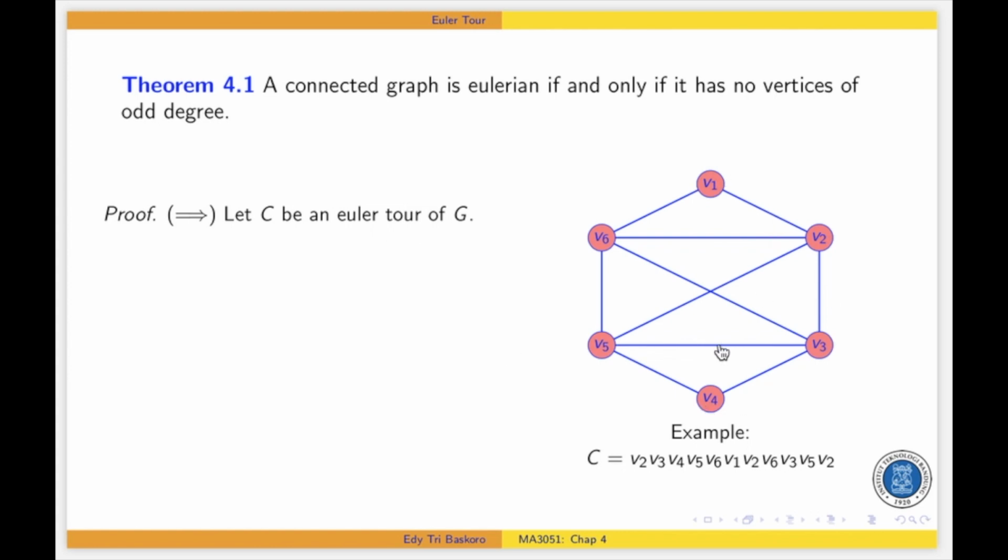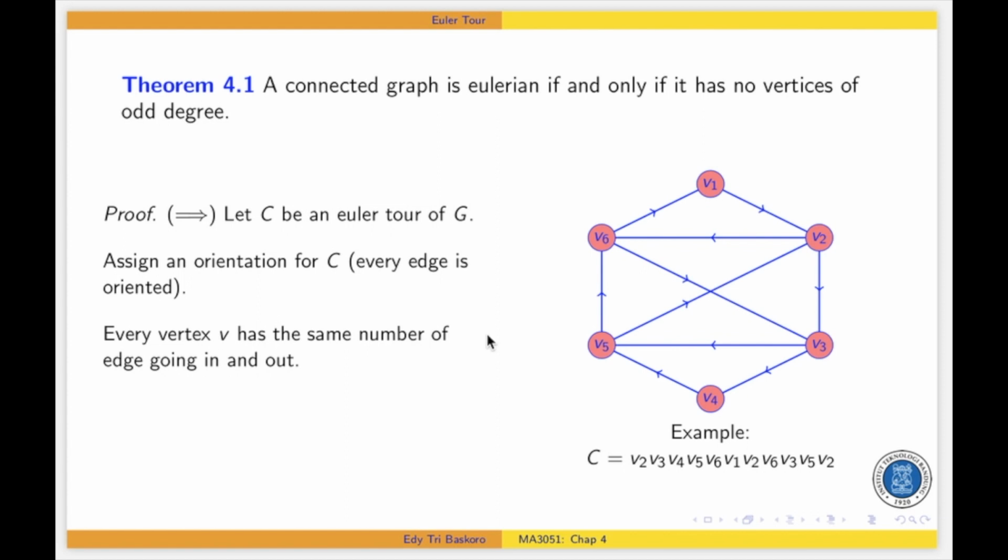See this illustration, we can have, for example, C starting from v2 and then going to v3, v4, v5 and then v6 and v1 and also we go again to v2 and then v6 and then v3, v5 and back to v2. So this is an Euler tour of graph G. Now assign an orientation for C, so that every edge is oriented. See in the diagram, we have arrows on these edges. We start from v2, so we go this way and then this way and so on. So we assign an orientation to every edge.